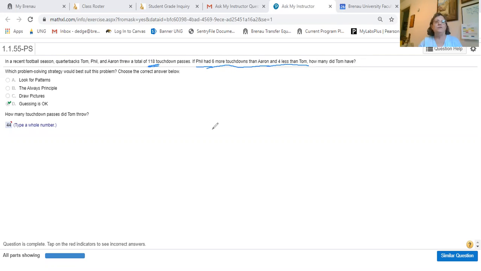They don't want you to try to set up some kind of equations and solve them for this. They want you to play with the numbers until you find a combination that works. So we need 3 numbers that add up to 118. One of the numbers is 6 more than another, but 4 less than the third.